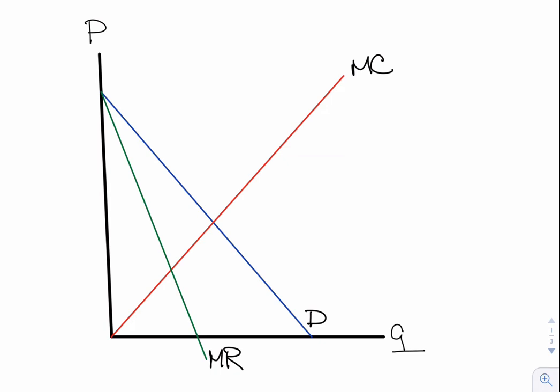First, the monopoly firm finds the output at which marginal revenue equals marginal cost. This is the profit maximizing output for the monopolist. Then, to choose a price for that output, the monopolist goes up to the demand curve and prices there.